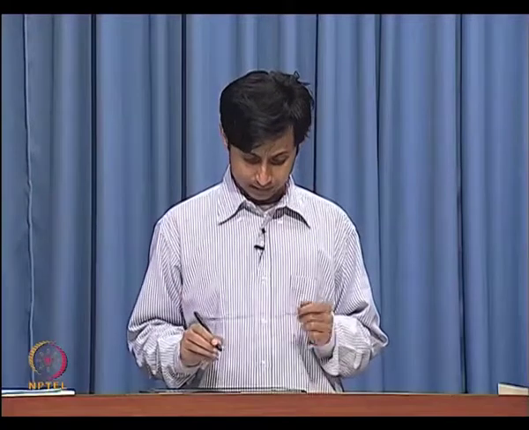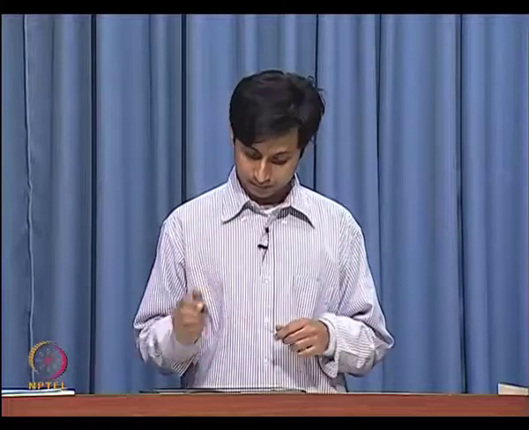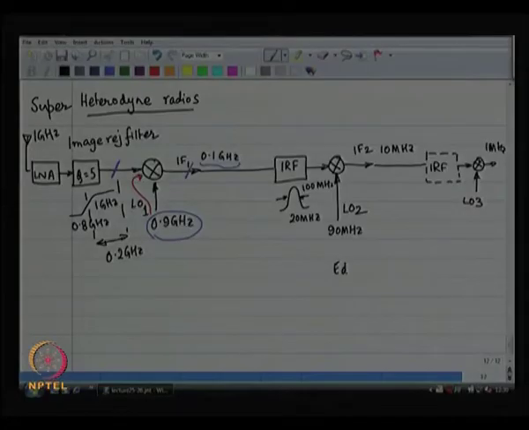This is the most general radio receiver architecture as I have shown over here. It is called the super heterodyne radio, and the person attributed for this work is Edwin Howard Armstrong. I should give you a very brief history about this gentleman. He is the last of the solo inventors.